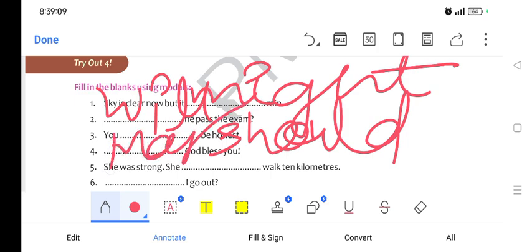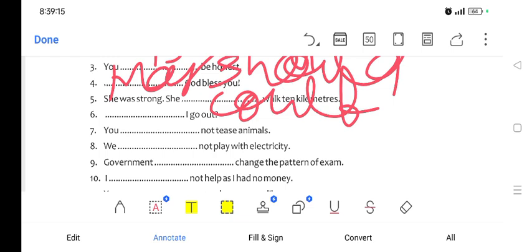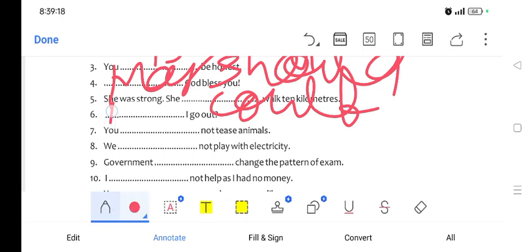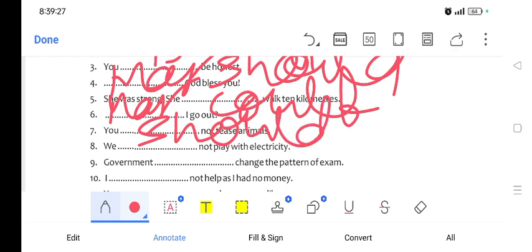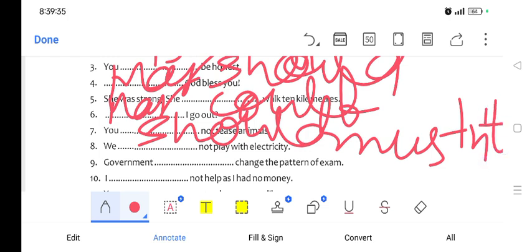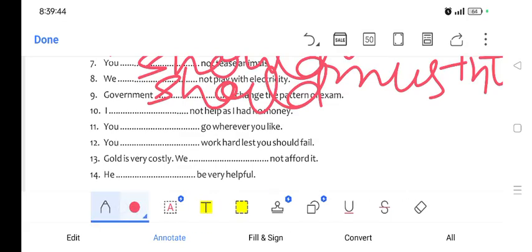She was strong. She could walk. Okay. Next one, sixth is, may I go out? Now, seventh one, you should not tease animals. Next one, we must not play with electricity. Okay. Next one, government should change the pattern of exam. Next, I could not help as I had no money.